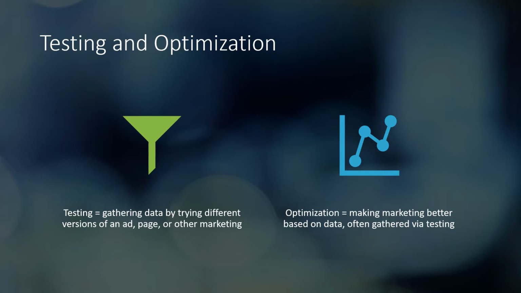Testing is a method of gathering data by trying different versions of an ad, a page, or any other kind of marketing. You can test just about everything these days, from specific parts of a single web page to all of the different elements of an entire campaign. Now, optimization is the other side of testing. Optimization is when you make your marketing better based on data that you could have collected and often do via testing. You can have testing without optimization, but you can't have optimization without data. And most of the time, that data is collected through testing.